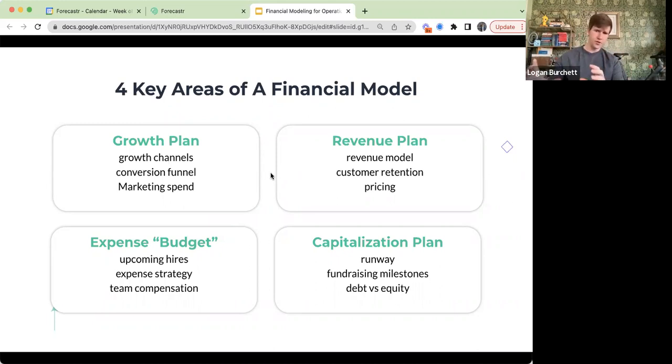Then we've got the revenue section, which is, okay, now I've got these great customers. How do I turn them into dollars, right? How do I transform these people that are paying me some amount of money? What does that look like?